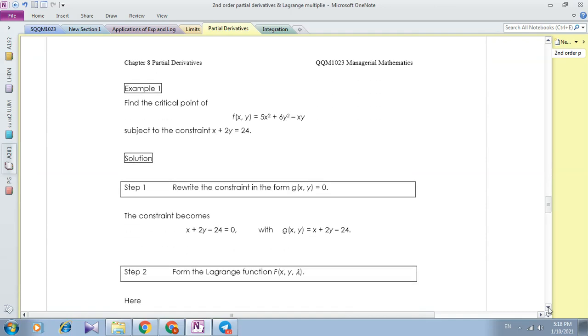Find the critical point of the given function subject to the constraint x plus 2y equals 24. From here we need to modify it by equating this to 0. So we will have x plus 2y minus 24 equals 0. Only then can we say this is our constraint function.